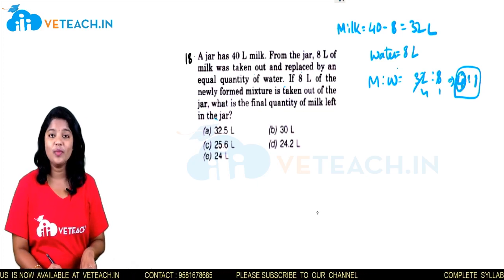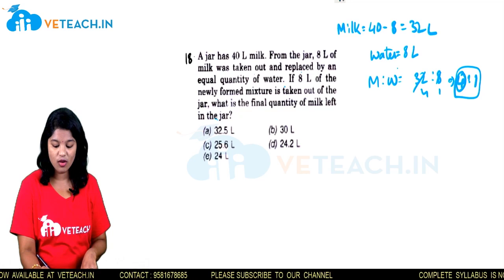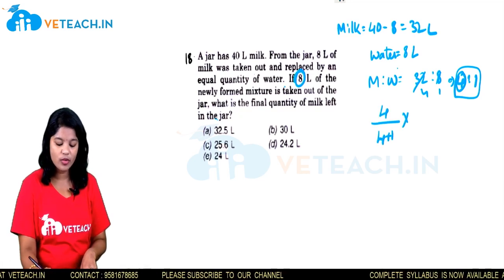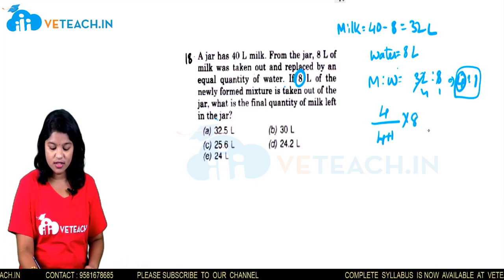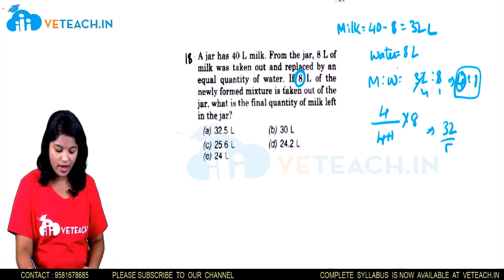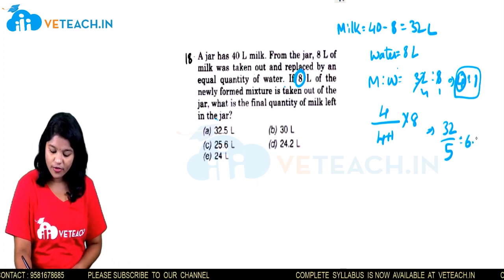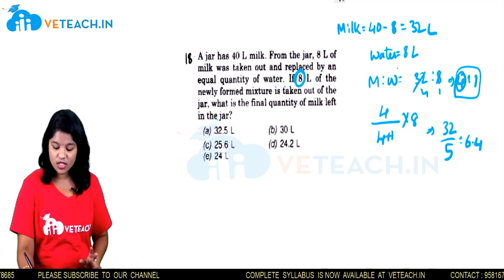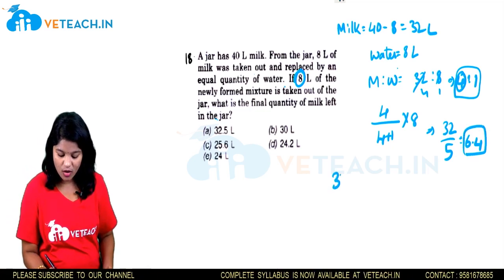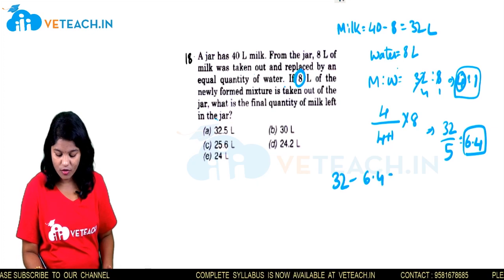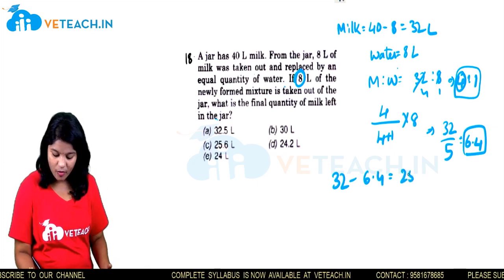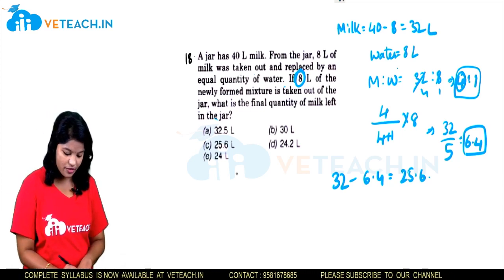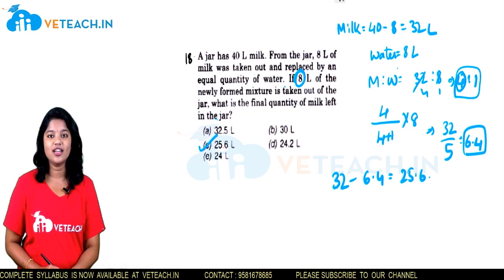So the quantity of milk in this 8 liters of mixture taken out is 4 by total quantity 4 plus 1, into how much mixture is taken out, 8 liters. So that is equal to 32 by 5. So 6.4 liters of milk is contained in this 8 liters of mixture. Now 6.4 liters of milk is taken out of 32 liters of milk. So the result will be 25.6 liters of milk finally left in the jar. So 25.6, option C, is our correct answer.